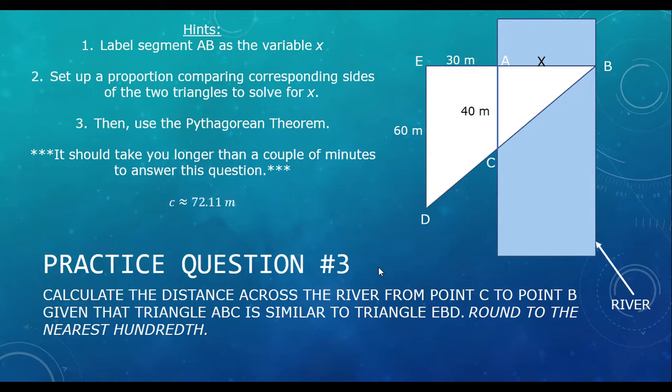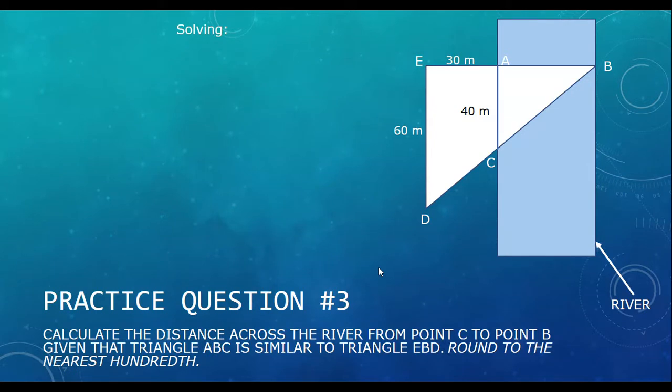You should have gotten the final result 72 and 11/100 meters, which is not a nice number, but here's how you get it. My first hint was to label this side AB as the variable X. Then my next set of directions was to set up a proportion. If we compare the small triangle to the large triangle, my ratio would be 40 to 60. The base of the small triangle is 40. The base of the large triangle is 60.